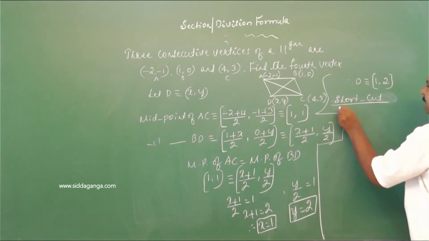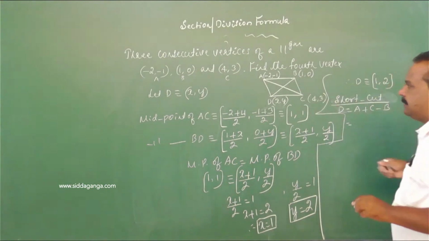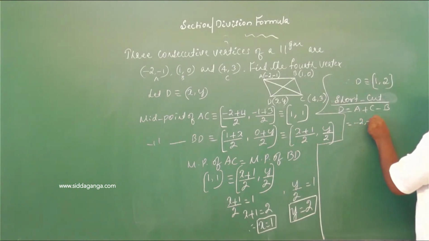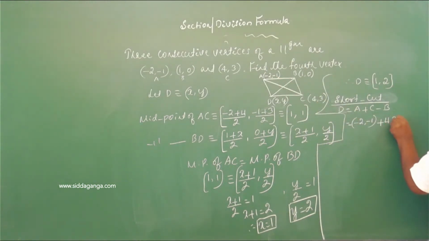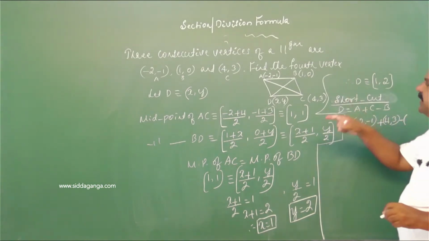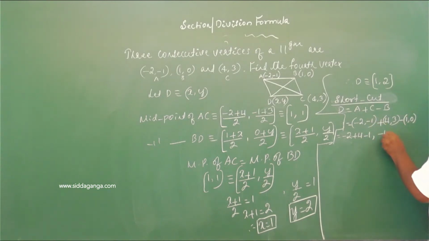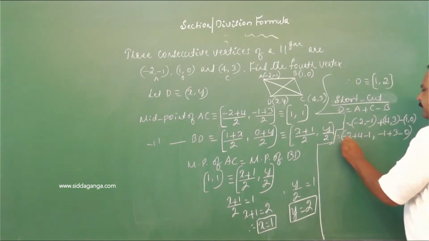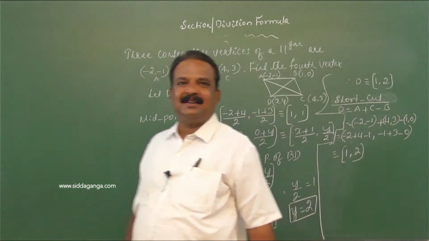How do you find D? A plus C minus B. What is A? (-2, -1), plus what is C? (4, 3), minus what is B? (1, 0). So -2 plus 4 minus 1, and then -1 plus 3 minus 0. 4 minus 2 is 2, 2 minus 1 is 1, 3 minus 1 is 2. See, the shortcut comes in just one step.